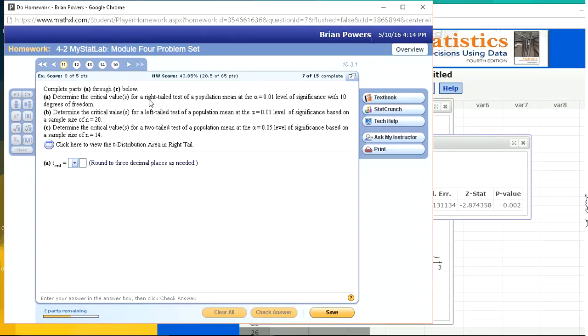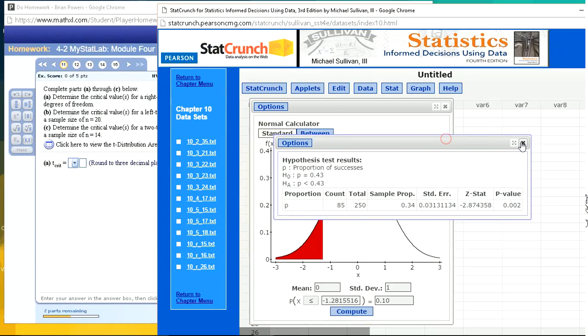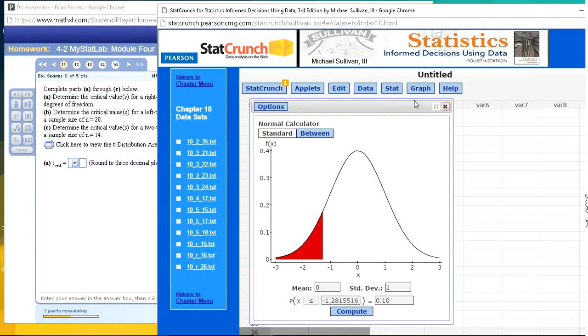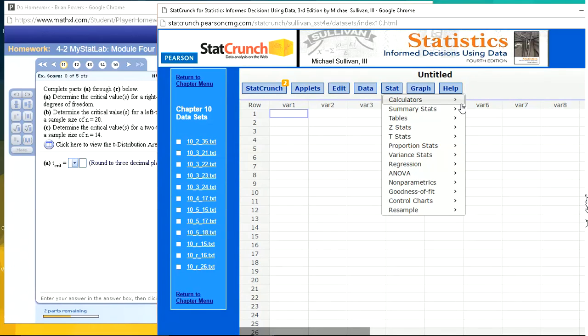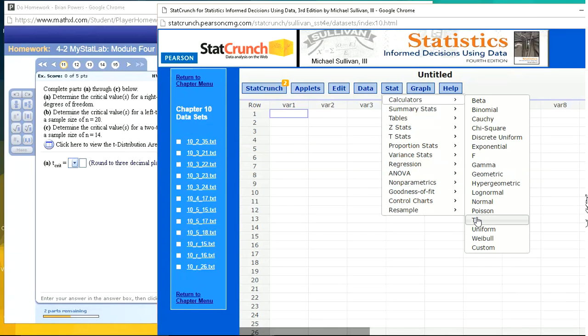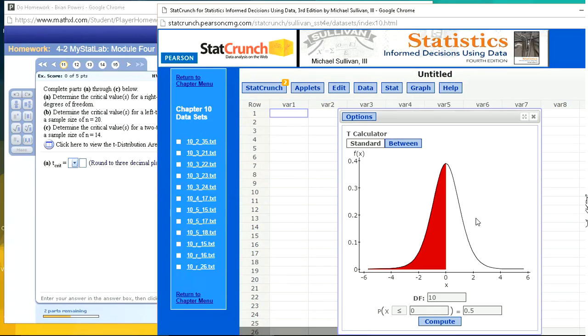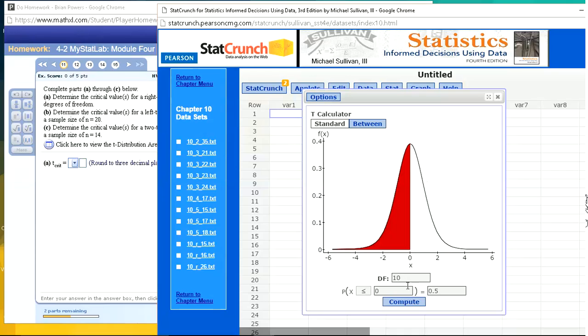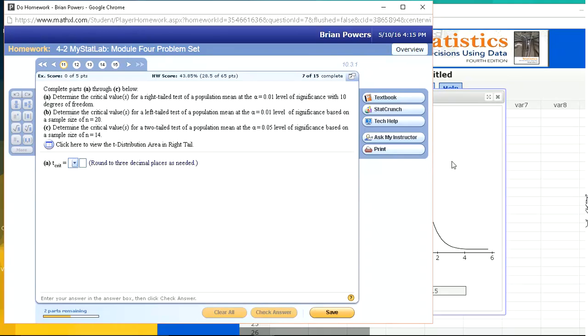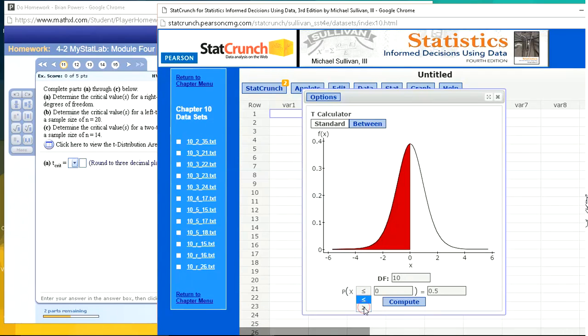Okay, so let's see. Determine critical values for a right-tailed test at alpha 0.01 with 10 degrees of freedom. So now for these critical values, we're going to be using the calculators for t probabilities. So go back here to StatCrunch, calculators, T calculator, the T distribution. It's very easy to use like the normal distribution. You put in your degrees of freedom. 10 is already in there, coincidentally. And we're doing a right-tailed test, alpha 0.01. We choose greater than 0.01. Compute.